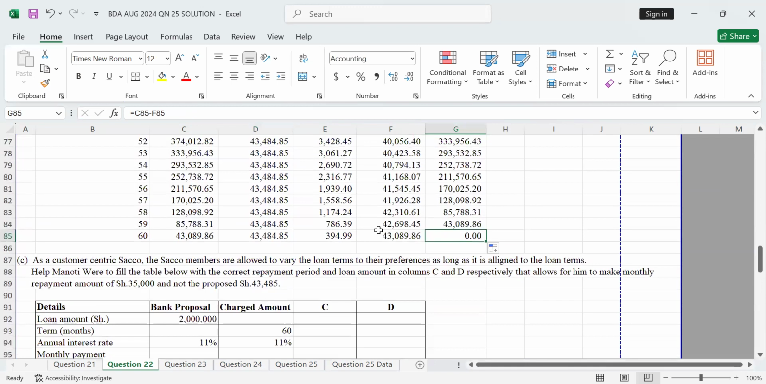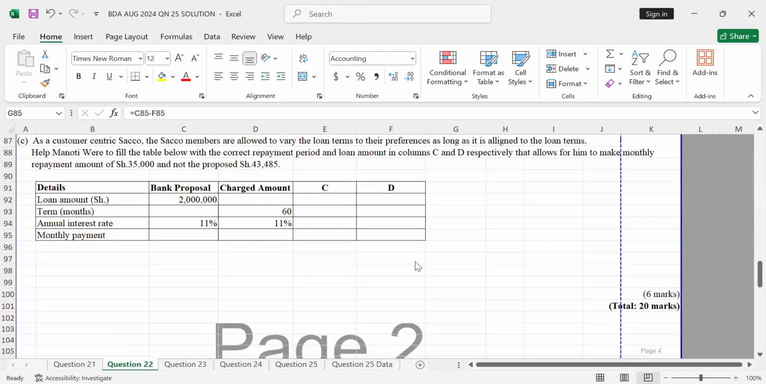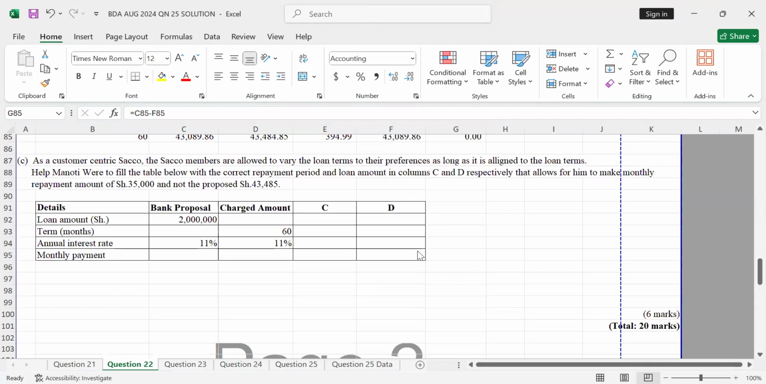Any question on that? Any question? Is everyone getting the same? Imekupea the same value ama imekupea different?